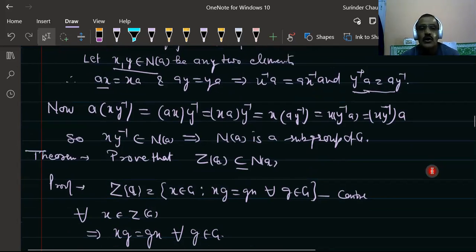Now let us find a relation between the center of a group and the normalizer of an element of a group.